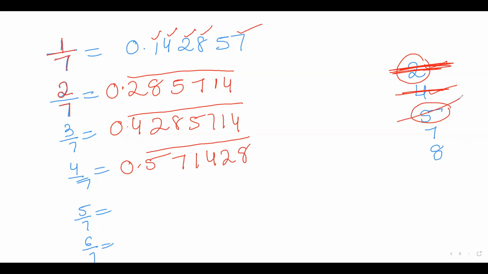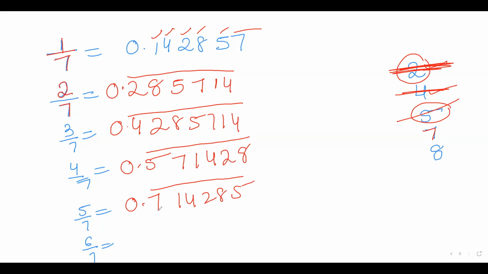5/7, 5 is utilized. The next bigger number after 5 is 7. So 0.7, you are starting with 7. Write the numbers after 7. What all are you getting after 7? You write 1 4 2 8 5. 1 4 2 8 5 will come, and put the bar.